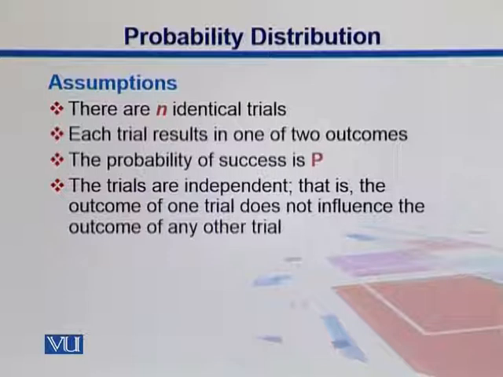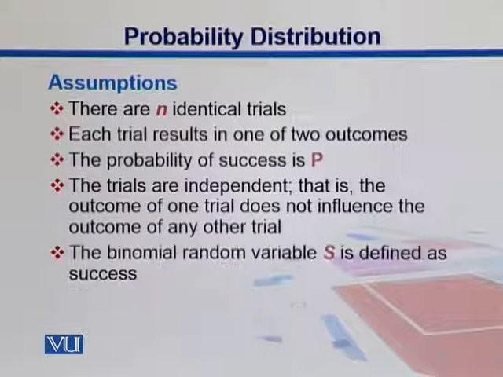The trials are independent, that is, the outcome of one trial does not influence the outcome of any other trial. So having a tail on one trial does not influence the outcome of the next trial. They are independent events. And the binomial random variable S is defined as the number of successes. If you are interested in, for example, 4 tails, your S is equal to 4, out of n, which is equal to 10.